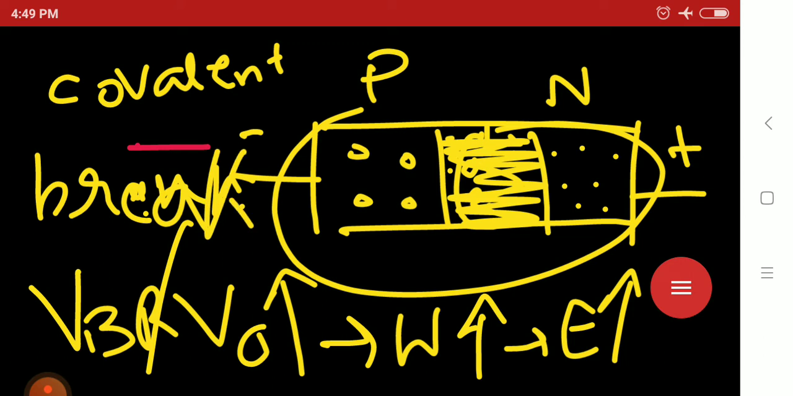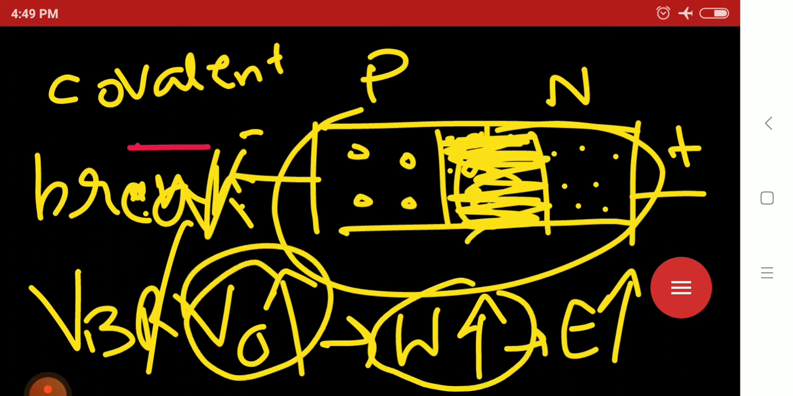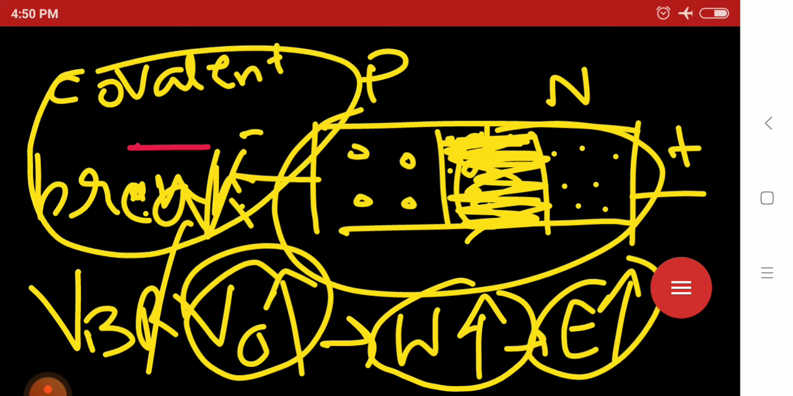I will not go into that, because whenever you achieve breakdown, you get a large sharp current. If you increase V0, the biasing voltage, the width of the depletion region will increase and the electric field will increase, and as a result the covalent bonds will break. So this is the normal operation of the Zener diode.